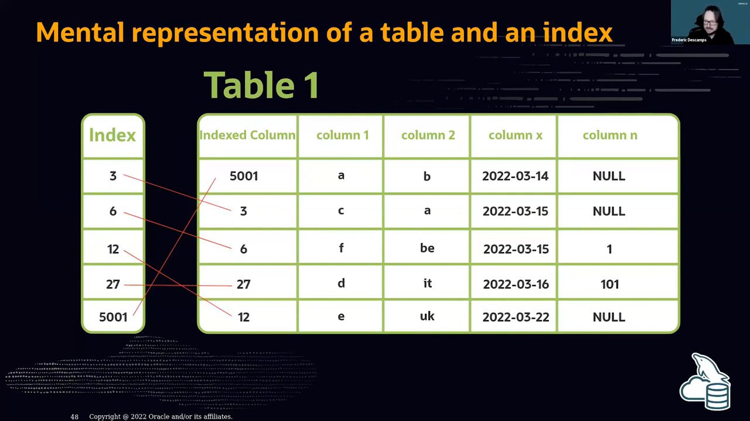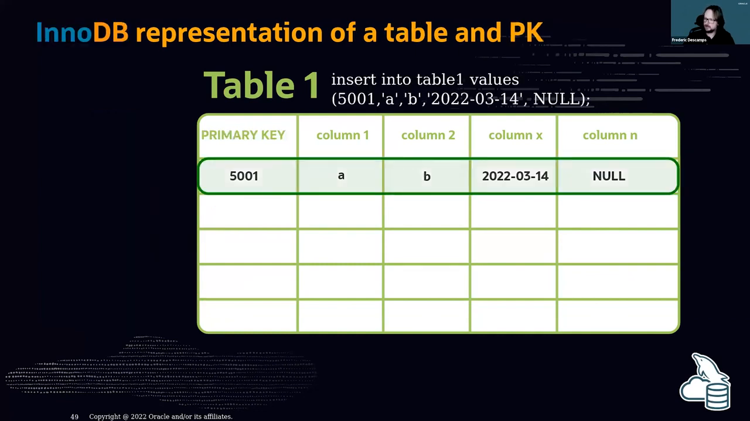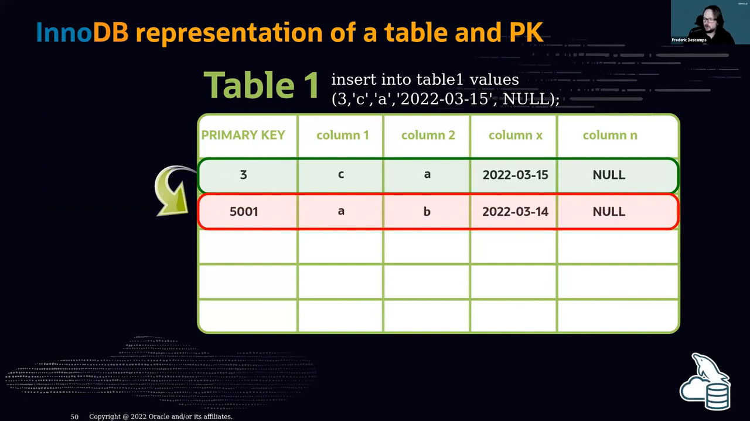In InnoDB, this is not how it works. In InnoDB, this is what we have. So when we insert into table one, and the value is 5001, and the first column is the primary key, this is how it works. So we have this, and that's it. Then we add another value. So in this case, again, we add the value which has the primary key 3.